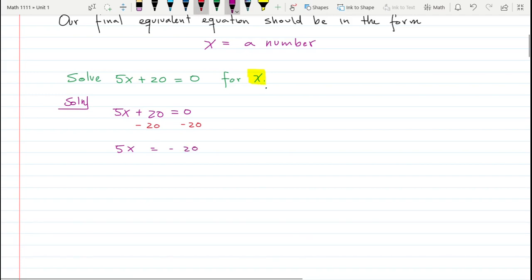Since 5 and x are being multiplied, we're going to divide both sides by 5, or whatever number is being multiplied to the variable. 5 over 5 becomes a 1, so we have x equals negative 20 divided by 5, meaning x equals negative 4. Therefore, that is the solution. That's the number that if you were to plug it back in, it would give us a true statement.